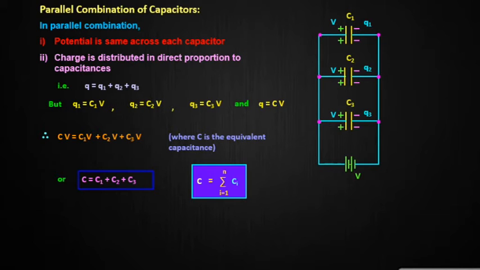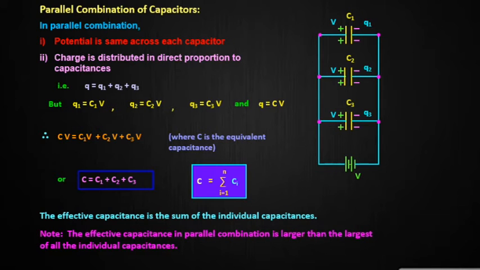If we have n capacitors in parallel, then the equivalent capacitance C is equal to sigma i is equal to 1 to n Ci. The effective capacitance in parallel combination is the sum of the individual capacitances. Therefore, the effective capacitance in parallel combination is larger than the largest of all the individual capacitances.